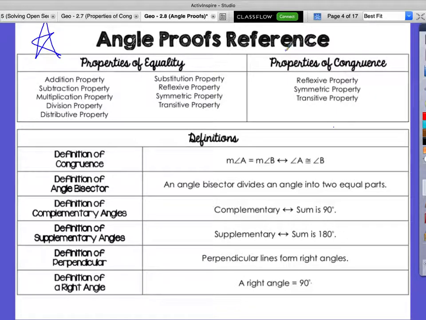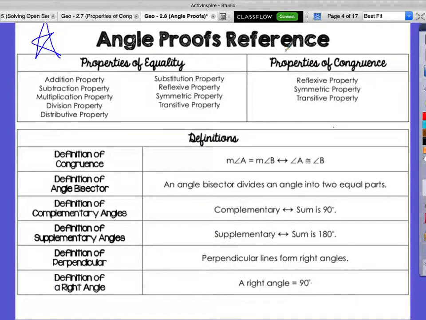You remember definition of congruence from our segments. That was saying if two segments were congruent, they had equal measure. Same thing for angles. If they have equal measure, the angles are congruent. Or vice versa, the arrow's going both ways. If the angles are congruent, measures are equal. That's not new. We're just saying it's true for angles as well.